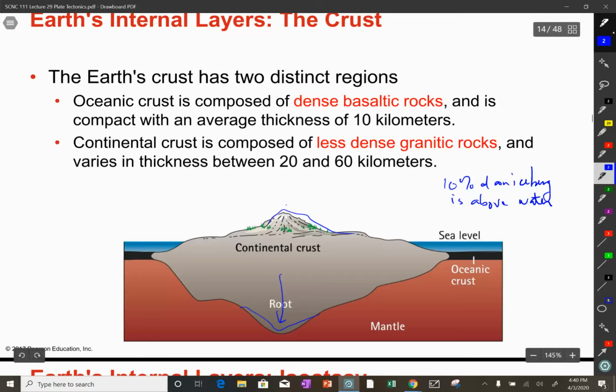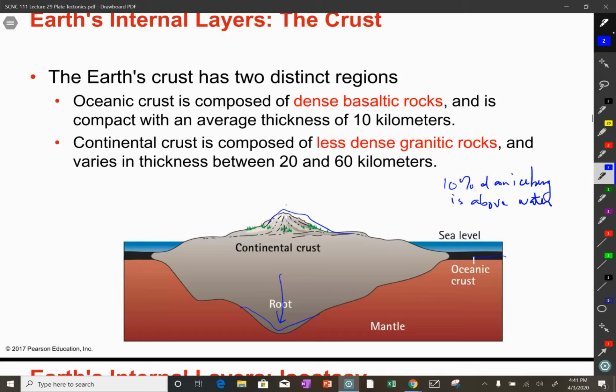Now, the ocean crust is much more dense than the continental crust. And so because it's more dense, it's not nearly as thick. It would sink way down if it was thicker. But because it is more dense, it sinks down, and that's why water fills in those basins.